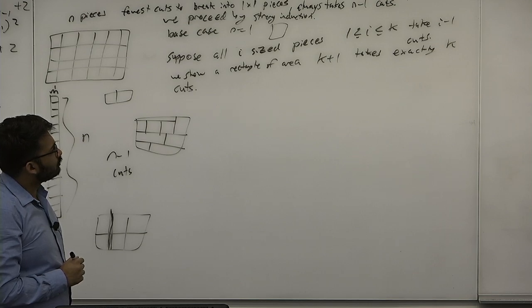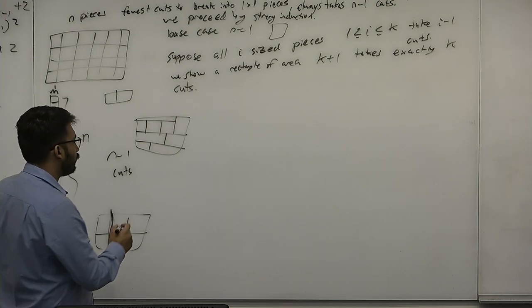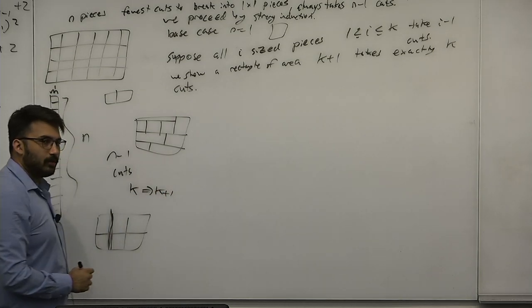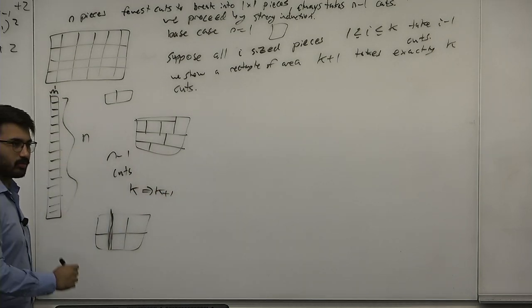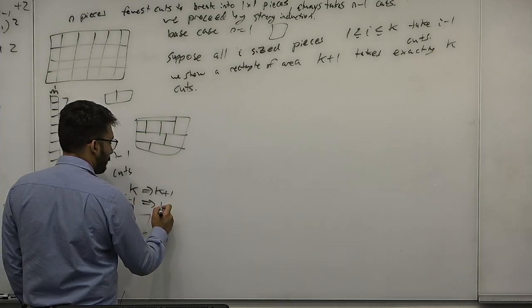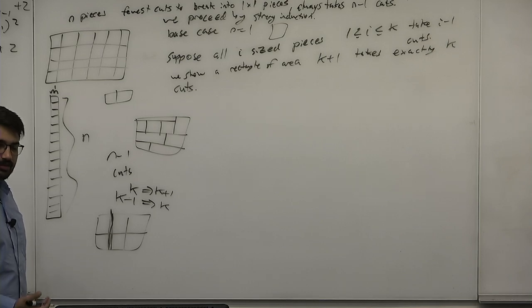Now I'm going to do something a little different. Normally we've done k implies k plus 1, right? But just for the cleanliness of the proof, I'm going to do something different. I'm going to show that k minus 1 implies k. You're allowed to do that in the proof, if you want to do that based off of cleanliness.